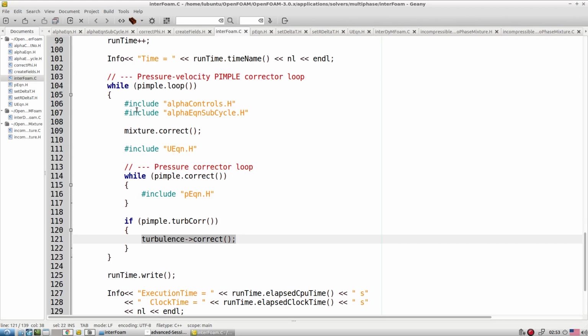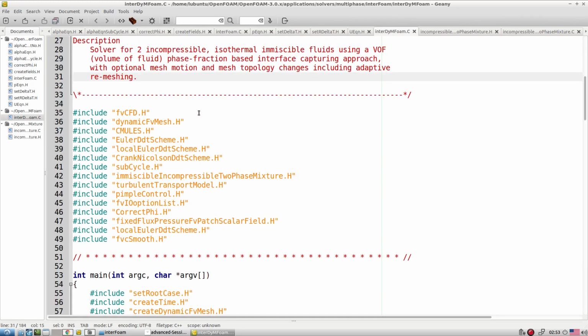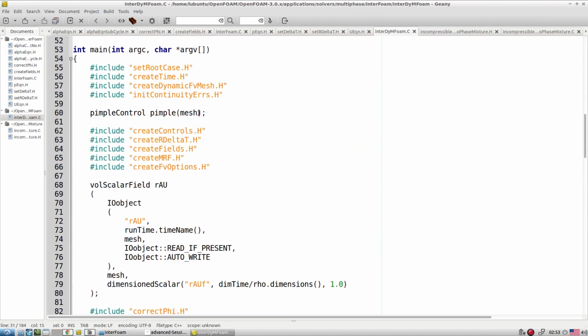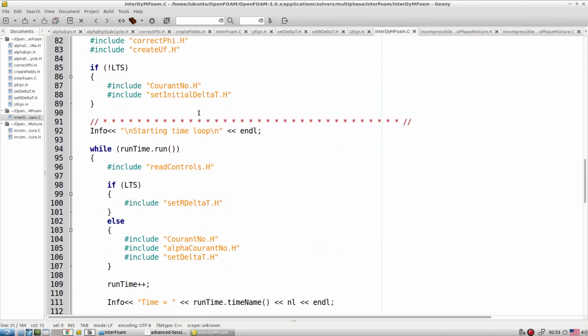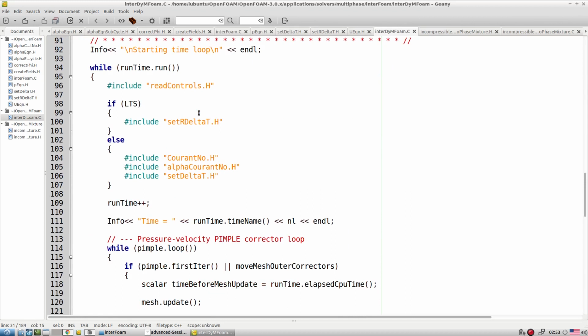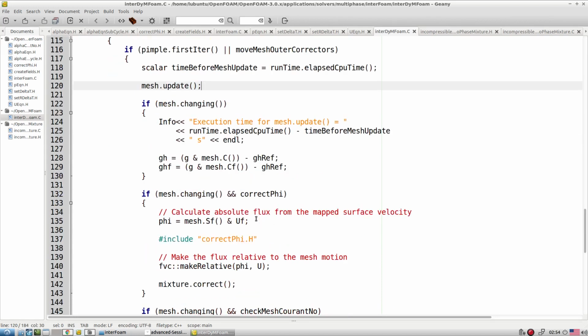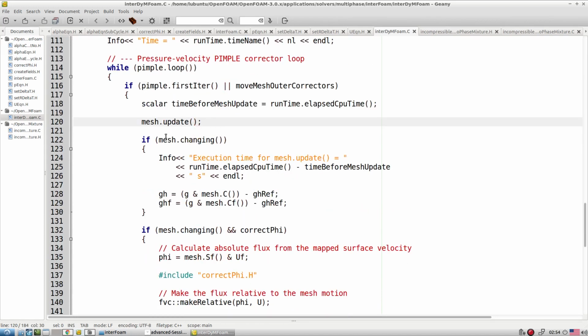Now let's look at the interdynamic form. This is the interdynamic form where we have a mesh motion solver. That is the difference we have here about the mesh motion solver. What we see in here, we are supposed to modify the mesh, so that's why we have mesh update options available.